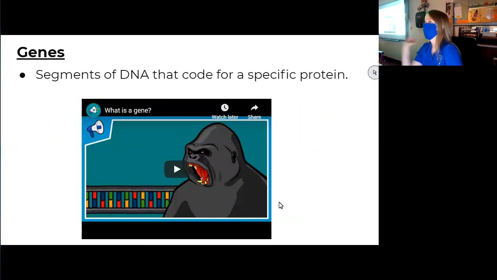Genes. We talked about this in the last unit. We're going to go a little bit deeper into it this time. Okay, genes are just a segment of DNA that code for a specific protein.